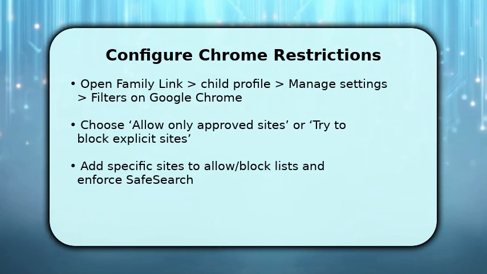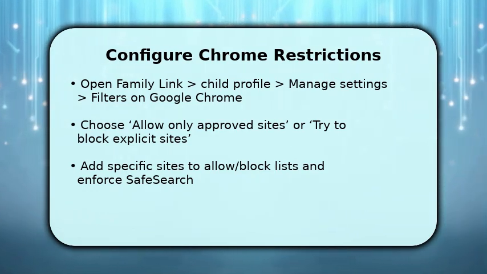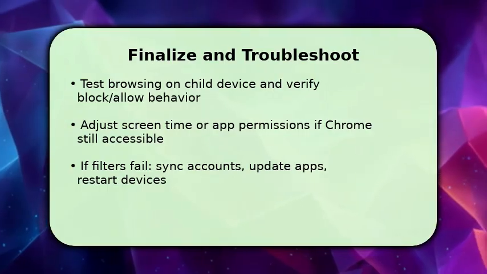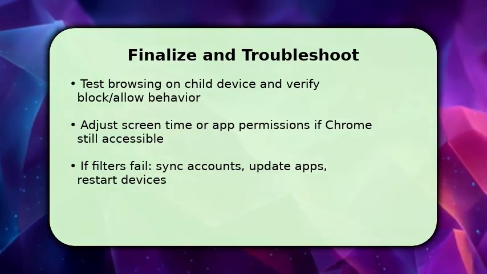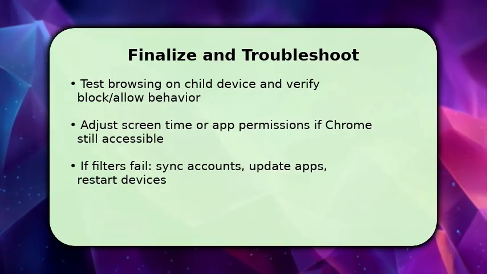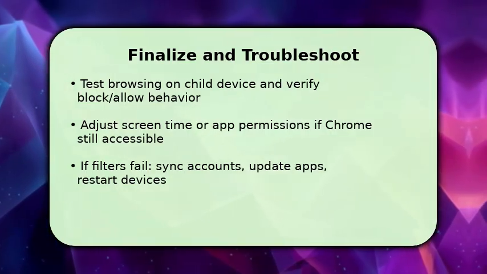Finish by testing the child's Chrome. Try allowed and blocked pages to confirm behavior, then adjust site lists if anything is wrong. Also use Family Link to set screen time and app permissions so Chrome usage matches your rules.